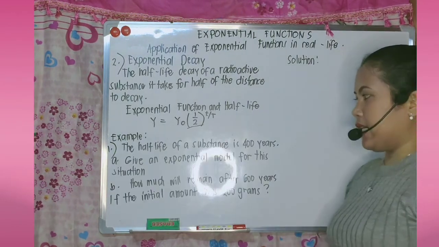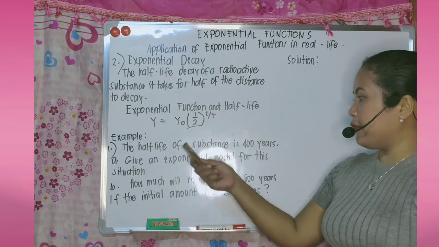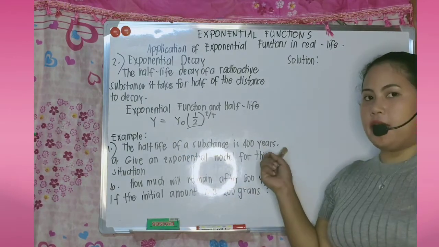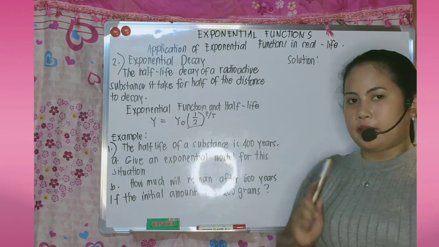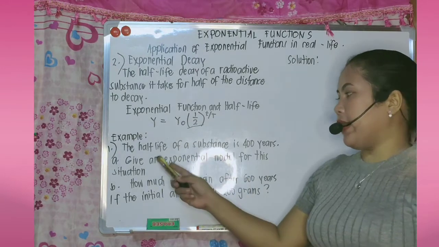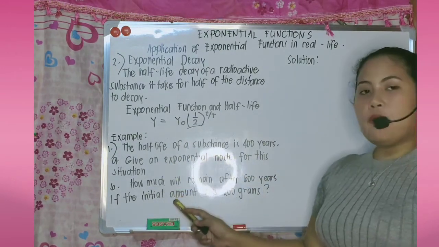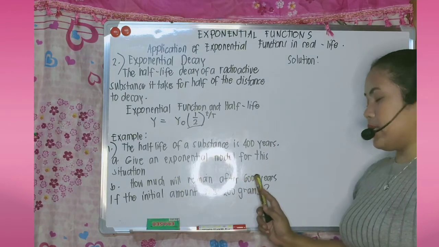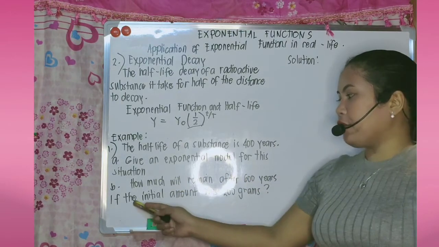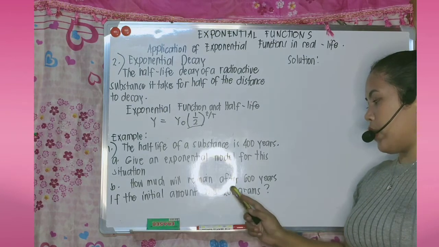Okay, let's proceed to example number 2. The half-life of a substance is 400 years. Letter A, find or give an exponential model for this situation. Letter B, how much will remain after 600 years if the initial amount was 200 grams?